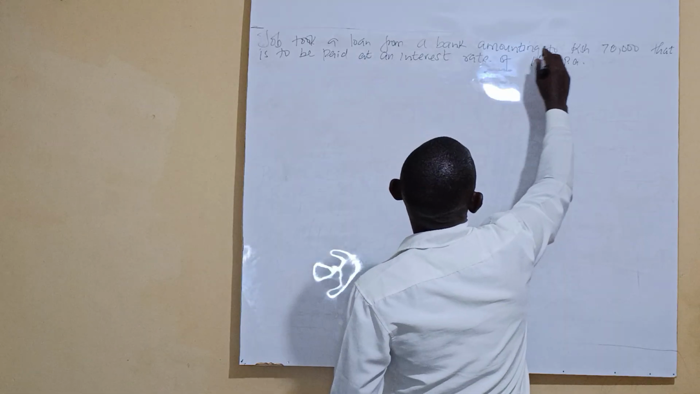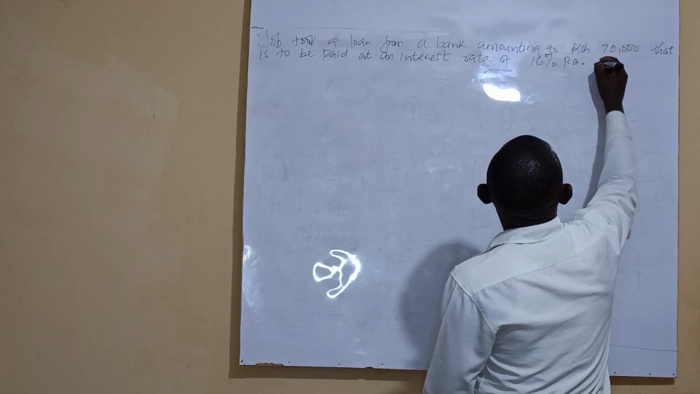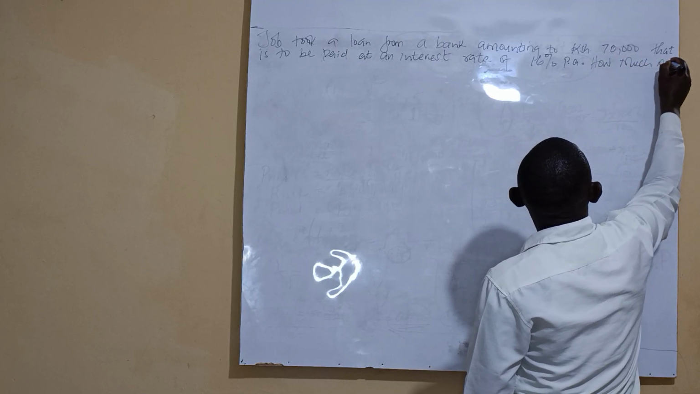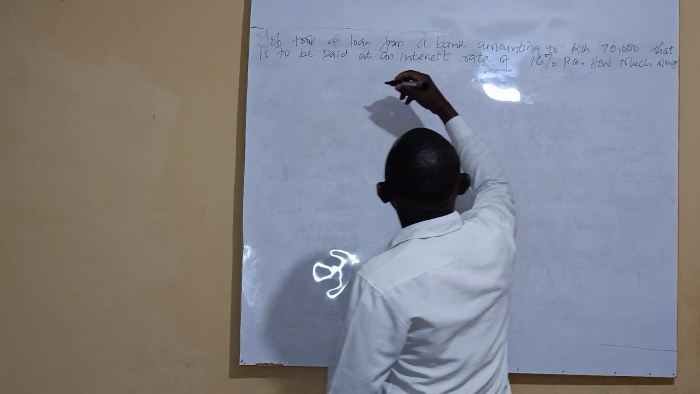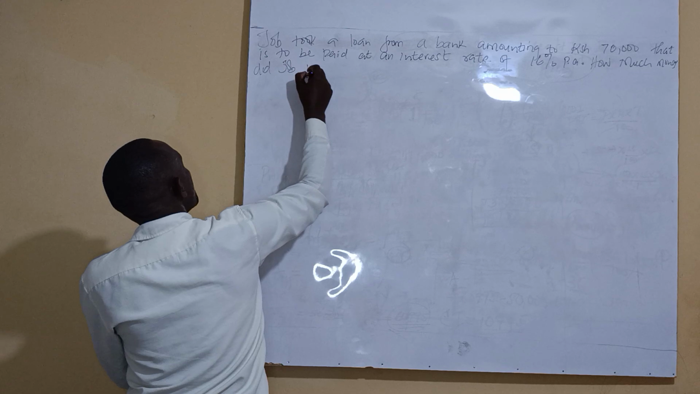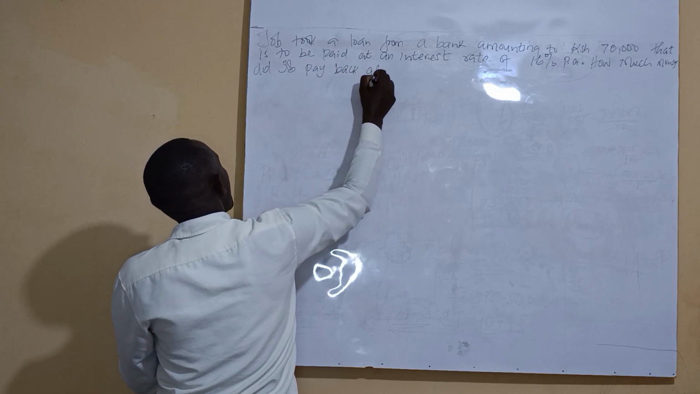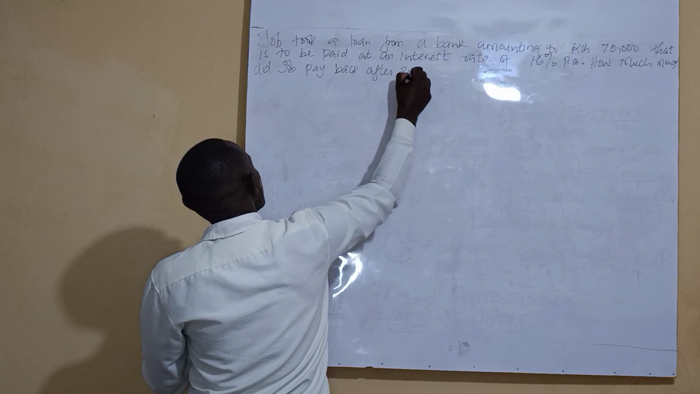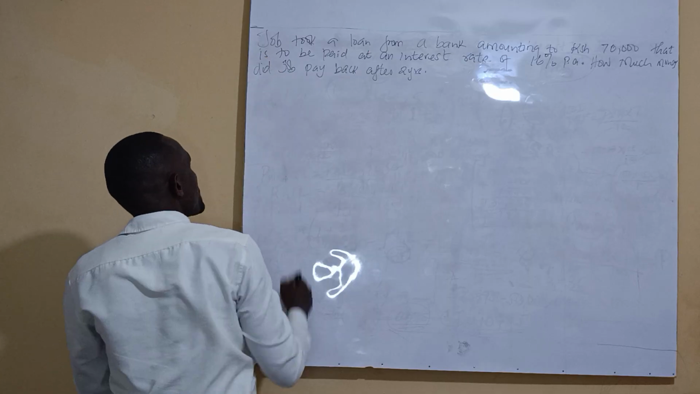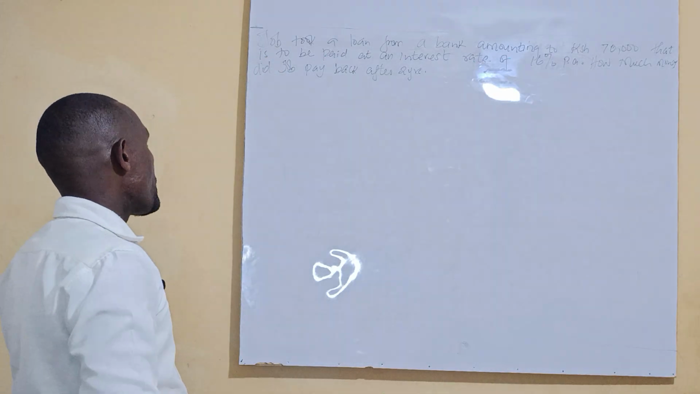So now the question is, how much money did Job pay back after 2 years? This is just a recap of what we did in the previous videos, so that at least we can set a pace for compound interest.